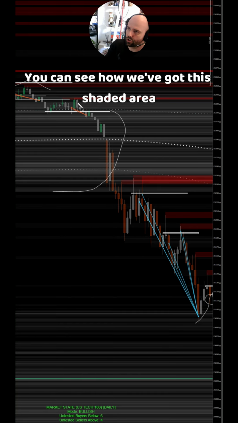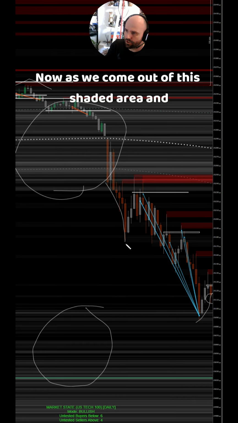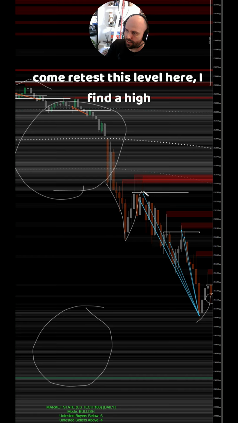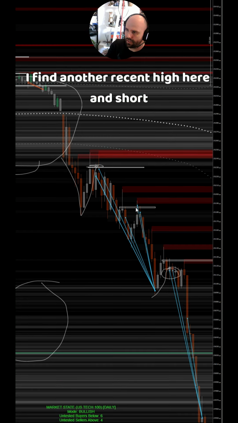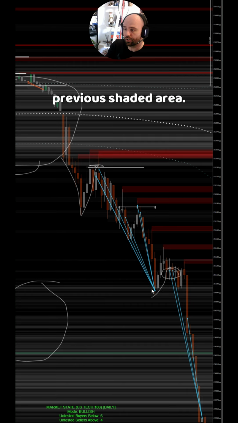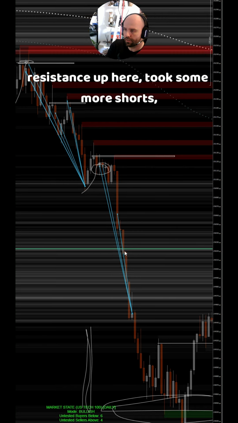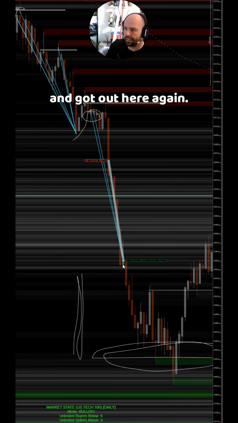You can see how we've got this shaded area here, and we have another shaded area down here. Now, as we come out of this shaded area and come retest this level here, I find a high and I start shorting. I find another recent high here and short some more and take profit where? At the previous shaded area. Once price confirmed that there is another resistance up here, took some more shorts, added some more here on the way to the POC, and got out here again.